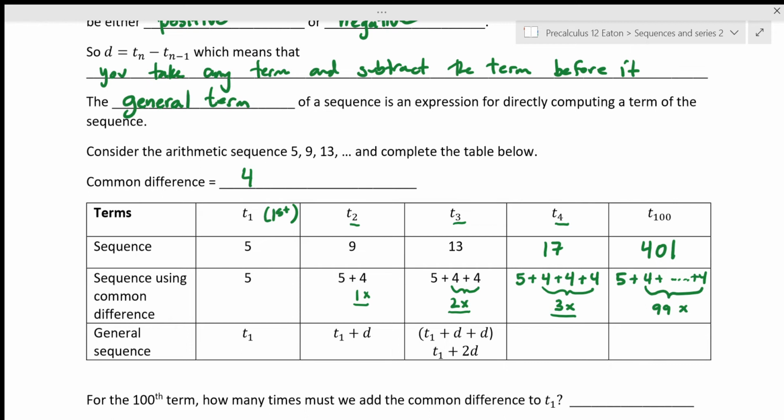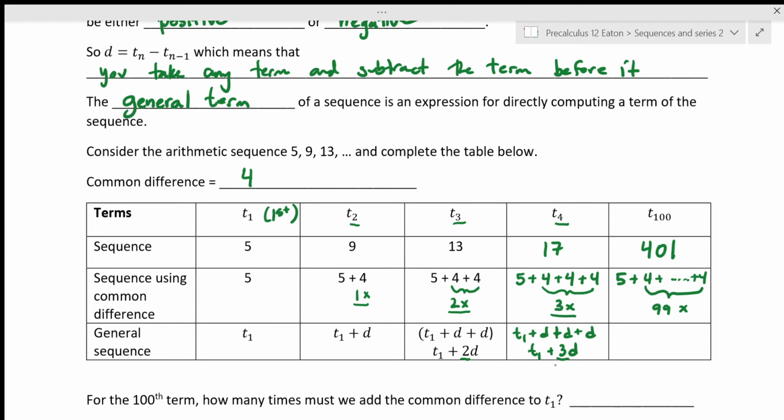So what we're going to do is come up with a general formula that we can use on any sequence, because for a different sequence, the common difference might not be 4. We might not be starting with 5. So what we notice is that we take our first term. For T2, we've added the common difference once. For T3, we've added the common difference twice. For T4, we have T1 plus the common difference, whatever it is, doesn't have to be 4, 3 times. So that would be T1 plus 3D. And again, I'm noticing that 2 is 1 less than 3, and 3 is 1 less than 4.